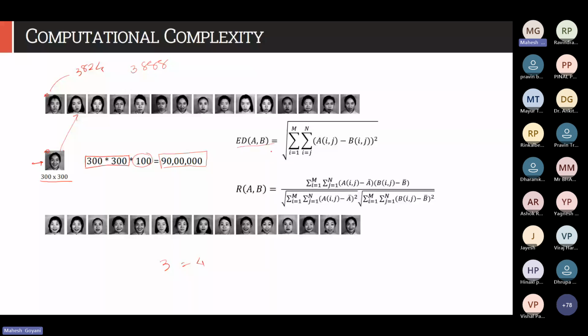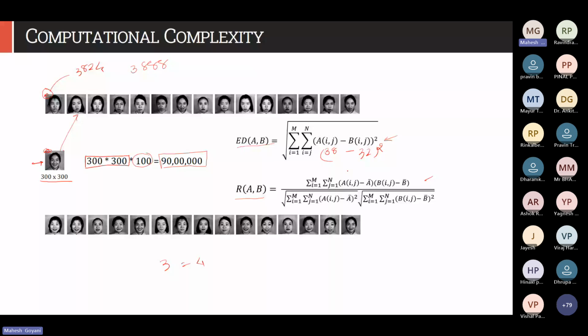So we are executing some complex formulas, like we have to take the intensity of the first pixel of this image minus the intensity of the first pixel of this image, and then we have to square that. So square itself is mathematically a very intense procedure. Squaring the number takes lots of computational resources.